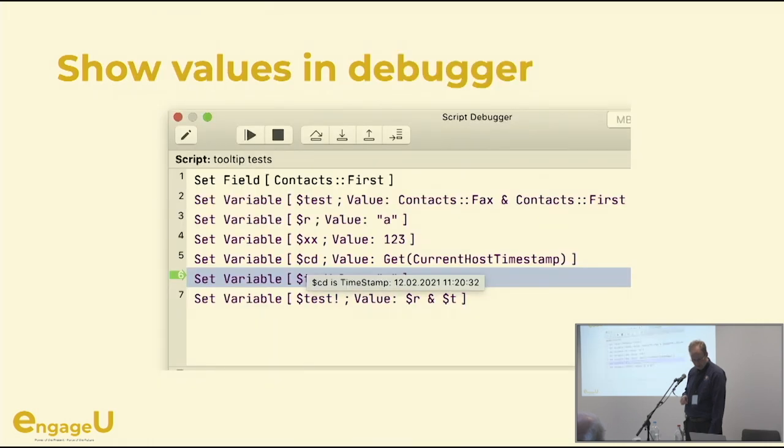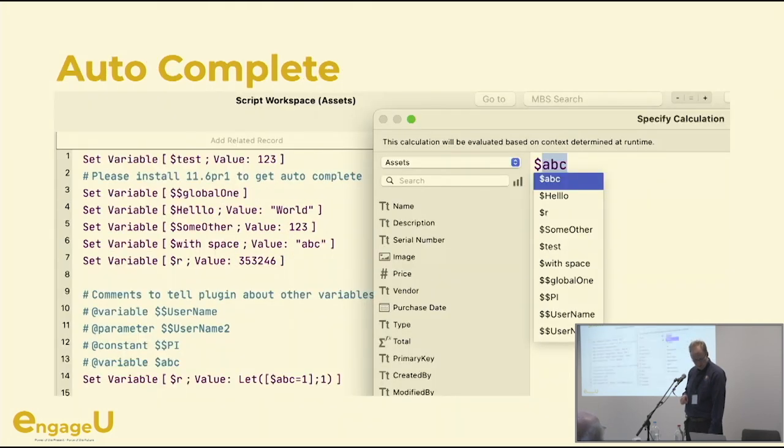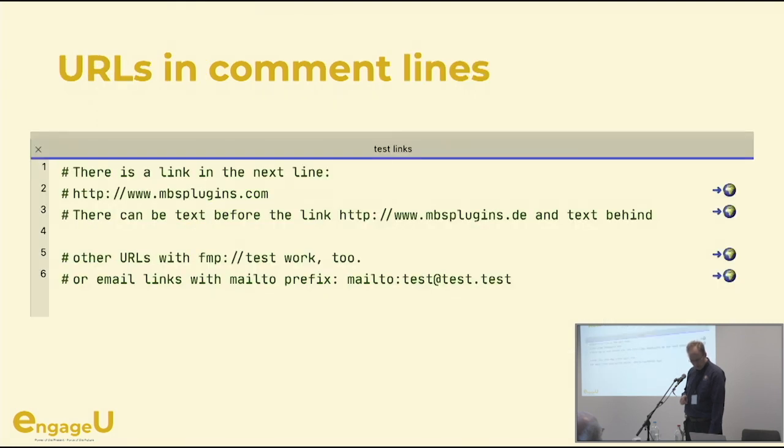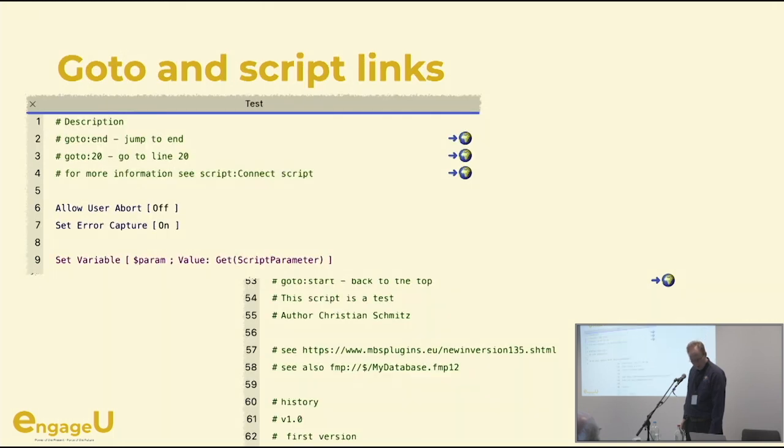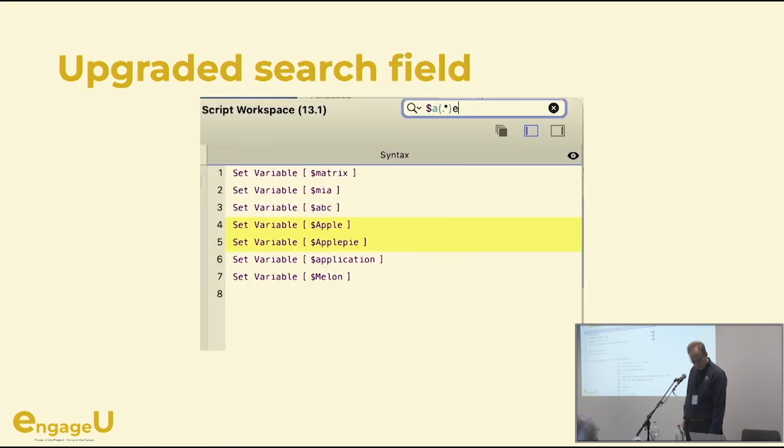You can, in the debugger, use the tooltips to see values of fields or variables. You can use auto-completion to not misspell your variable names. You can use URLs in your comments to get this little widget here on the side to open them in the browser. Works also for mail links and FMP URLs. Can now also be used with goto to jump to lines, so you can have an index page in your script with script links to jump to a different script.